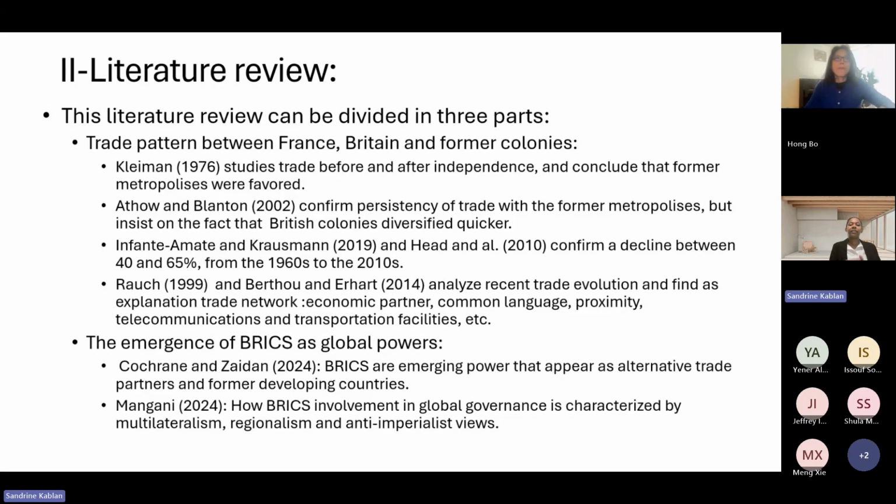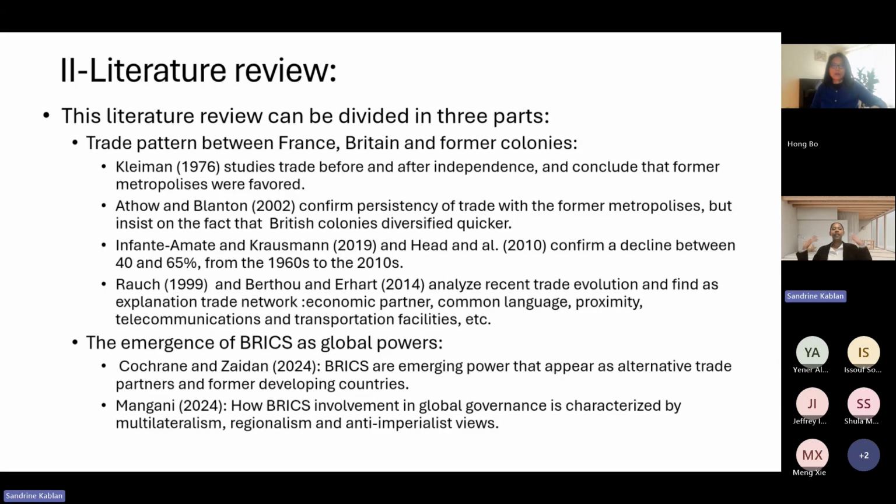Again, when we look at Infante and Mate and Krausman and Head and Hall, they confirm a decline between 40 and 65% of trade between former metropolises and former colonies from the 1960s to the 2010s. And they explain that this is a new trend of trade between the former colonies and the former metropolises.